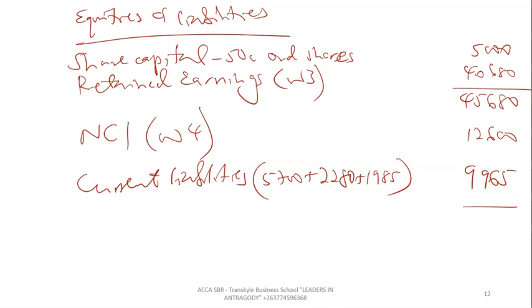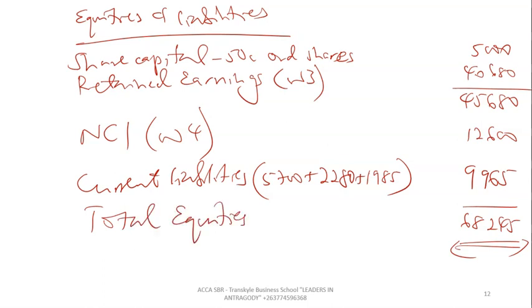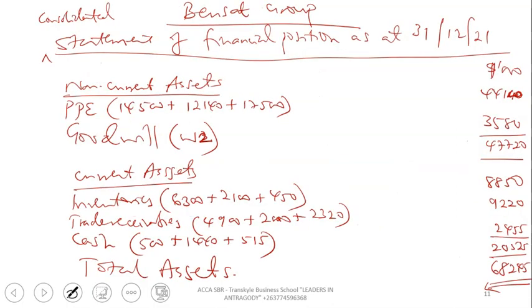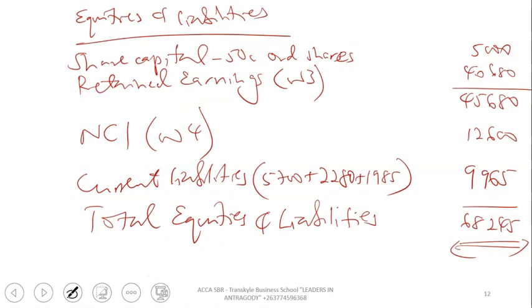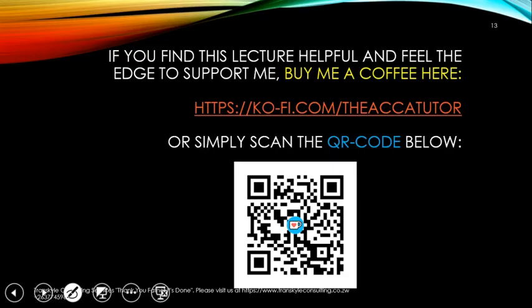Okay, so let's try to add up these figures. That plus 12,600 plus 45,680. We get 68,245 as the total equities and liabilities. This should be equal to the total assets of the business, 68,245. So once we've done this, then we can congratulate ourselves and say we have done a good job.